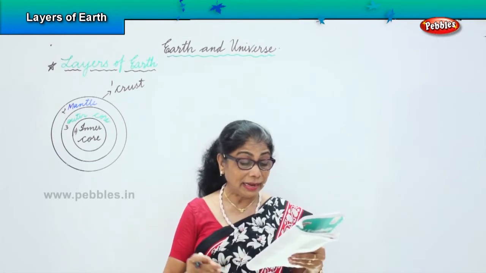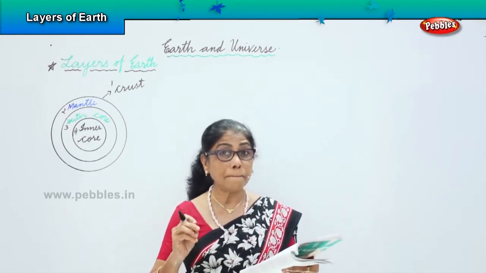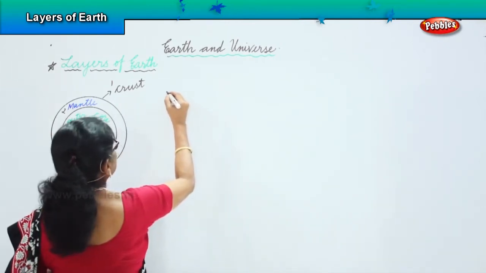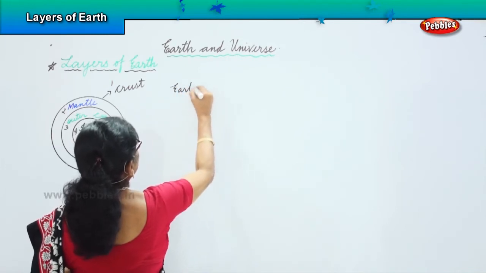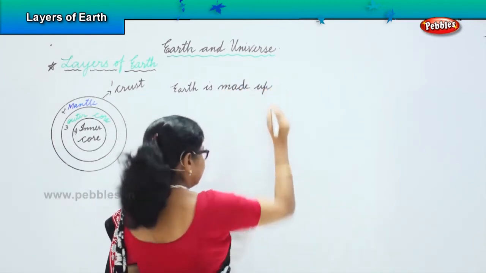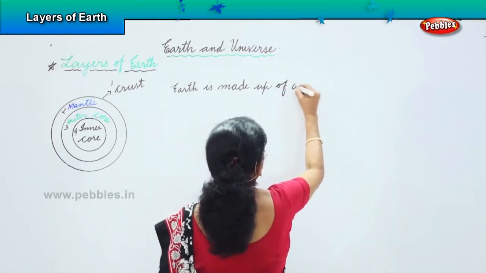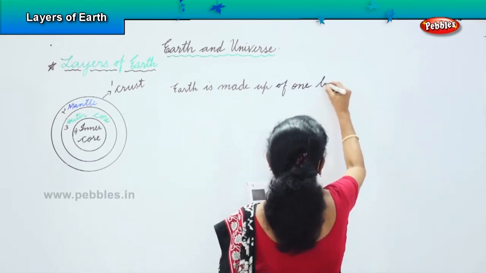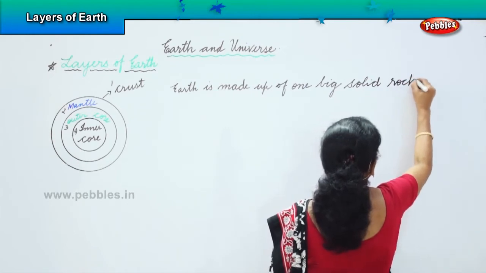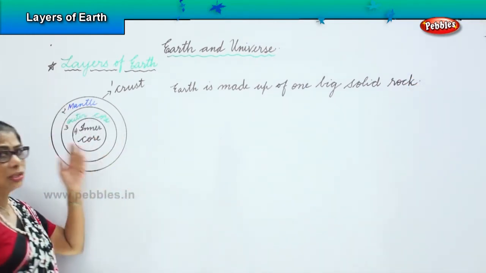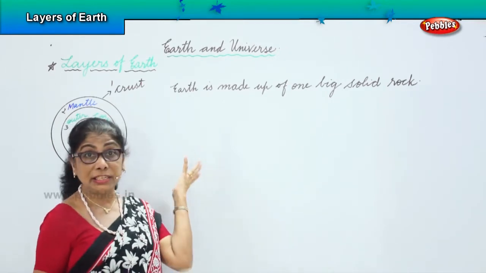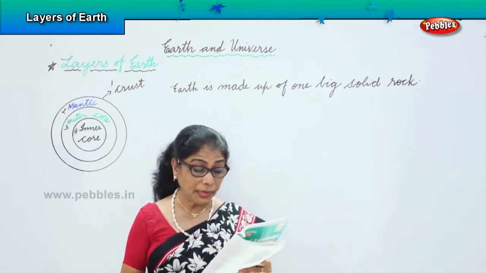It may be seen like the earth is made up of one big solid rock. Because if you cut the earth right across, this is what we see. Inner core, outer core, mantle, crust. So, it may be seen that the earth is made up of one solid big rock.